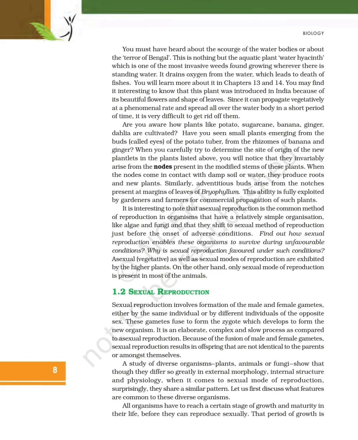It is interesting to note that asexual reproduction is the common method of reproduction in organisms that have relatively simple organization like algae and fungi, and they shift to a sexual method of reproduction just before the onset of adverse conditions. Find out how sexual reproduction enables these organisms to survive during unfavorable conditions. Why is sexual reproduction favored under such conditions? Asexual, that is vegetative, as well as sexual modes of reproduction are exhibited by the higher plants. On the other hand, only sexual mode of reproduction is present in most of the animals.